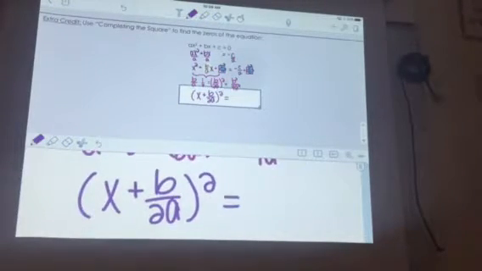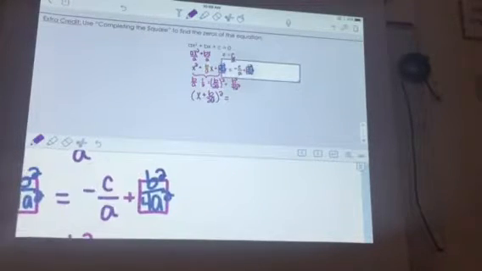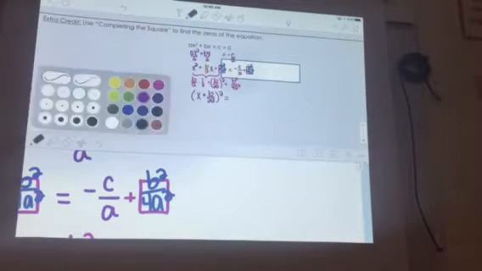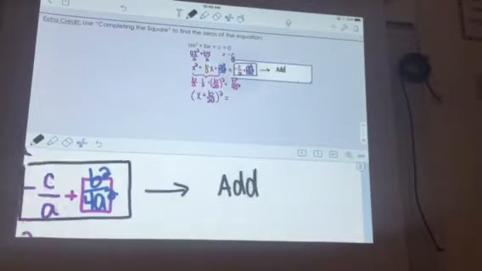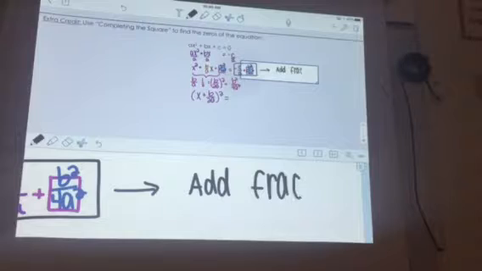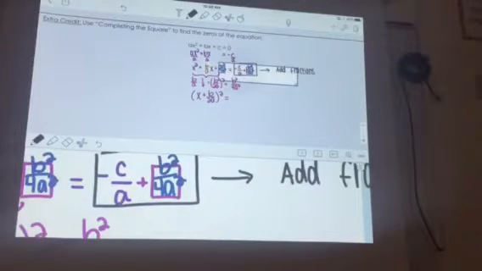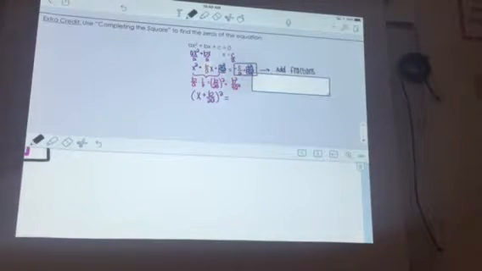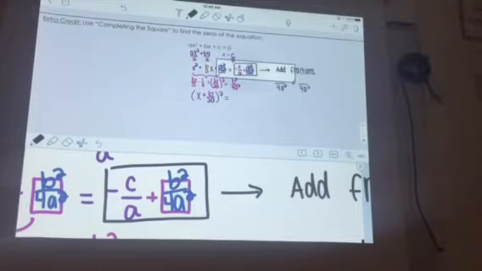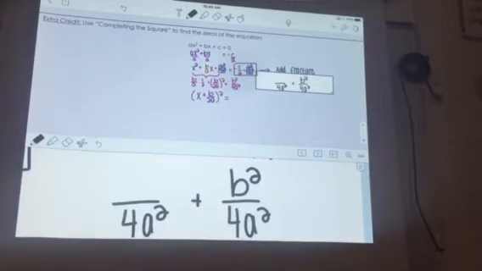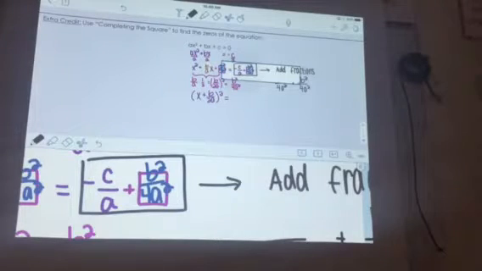So on the left-hand side, it's x plus b over 2a squared, and then on the right-hand side, I just need to add these two fractions. So I'm going to do that off to the side. When I add these fractions, I would have to have the same denominator, which I'm going to make 4a squared. The second fraction already has a denominator of 4a squared, so I can keep that the same. And the first fraction I'm going to need to multiply by 4a over 4a.